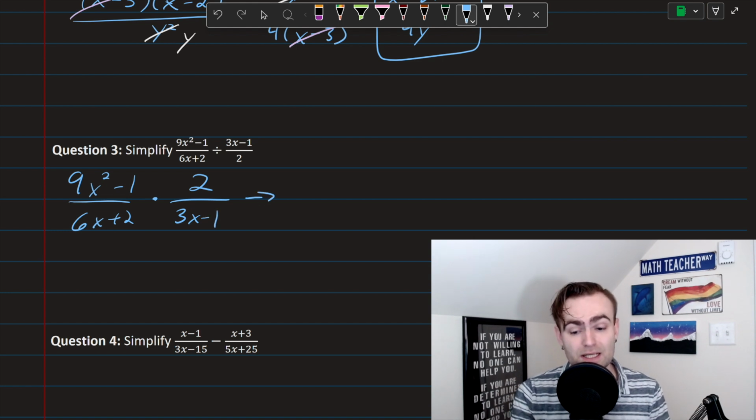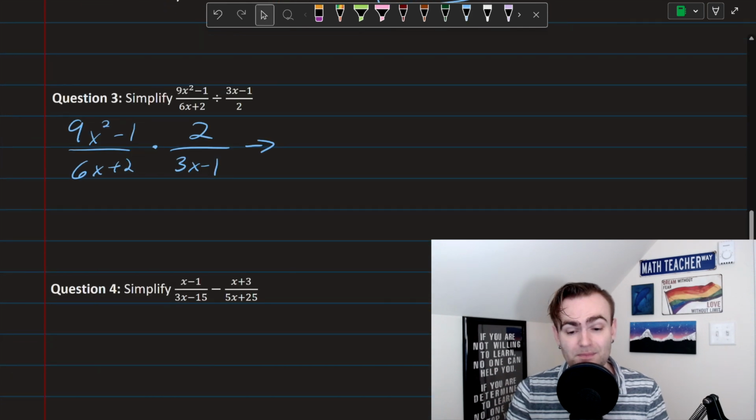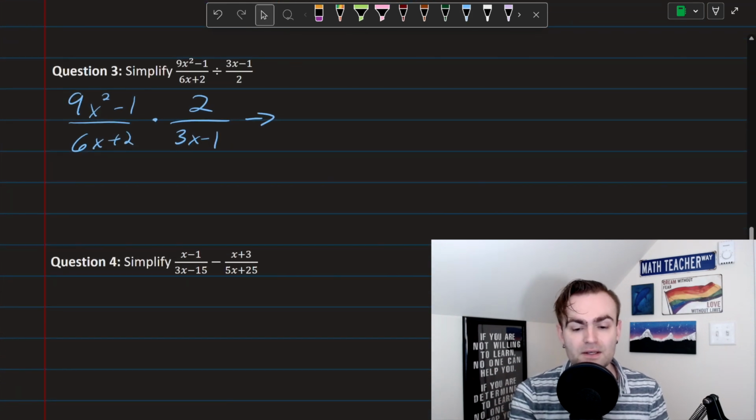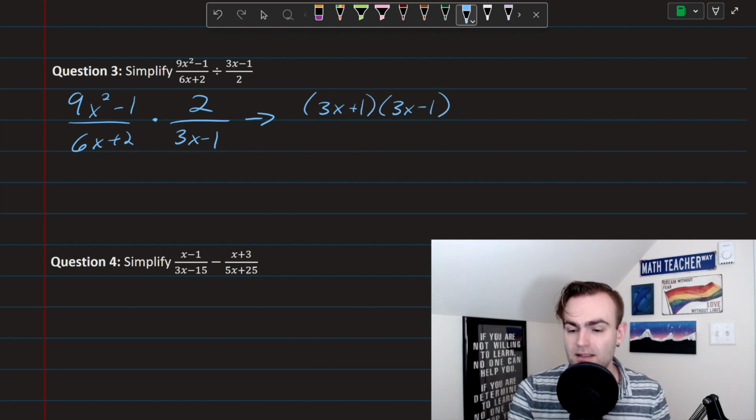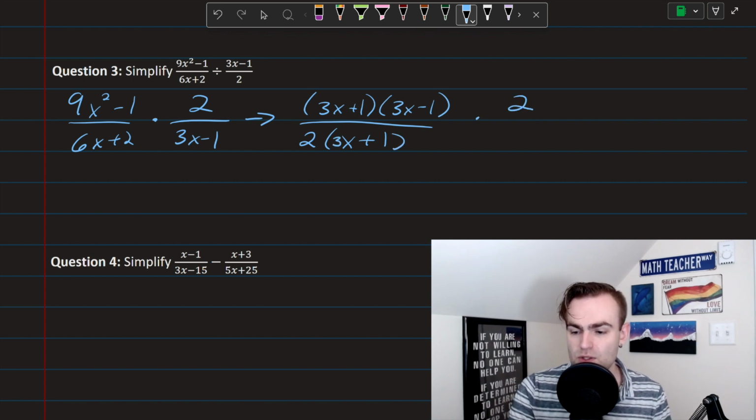Now I'm going to try to factor as much as possible. I notice I have the difference of squares here. 9x squared is a square and 1 is a square. So I have 3x plus 1 times 3x minus 1 in the numerator. This is also factorable. This has a common factor of 2. So 2, and then I have 3x plus 1, times 2 over 3x minus 1.